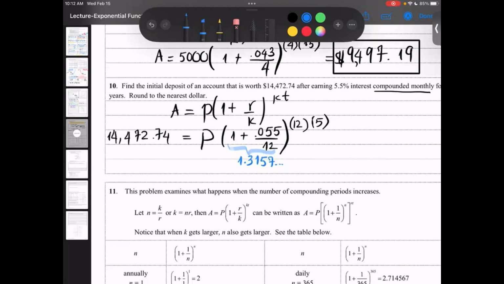Put the P down. And the rate to the 12 times 5, which is 60, equals $14,472.74. And then you take that blue one, 1.3157, raised to the 60 power.